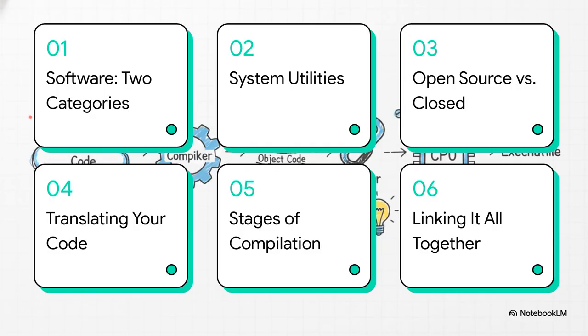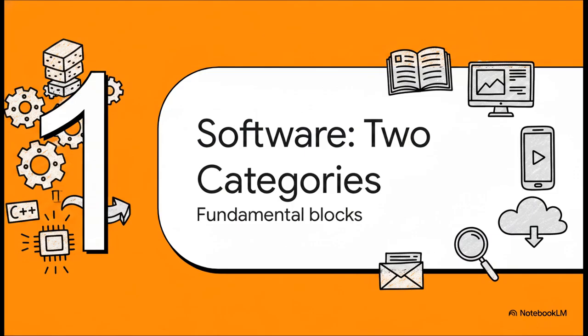Okay, so here's our game plan, our study guide for this session. We're going to start with the two big categories of software. Then we'll dive into system utilities, the tools that keep things running. After that, it's the big one, open source versus closed. Then we'll get into how your code actually gets translated for the computer to understand, look at the 4 stages of compilation, and wrap it all up with how everything gets linked together. Let's jump right in. All right, first things first.